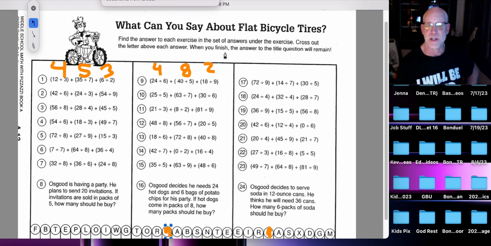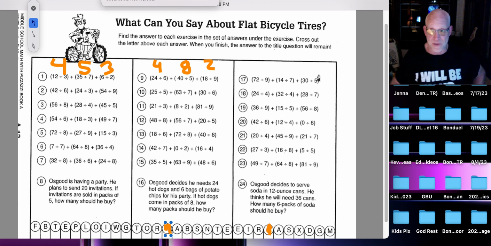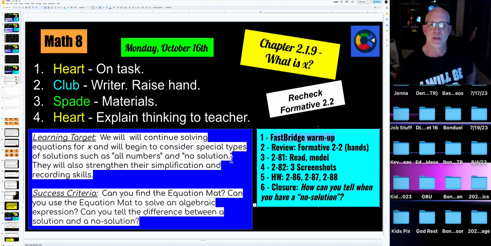Find the answer to each exercise in the set of answers under the exercise. Cross out the letter above each answer. When you finish, the answer to the title question will remain. Sound good? So we just go for a set time and then we stop on that. That's called our fast bridge response to intervention. After that, then we do our formative 2-2.